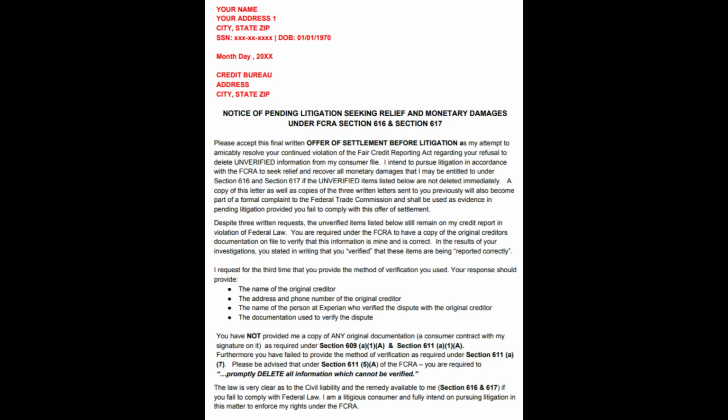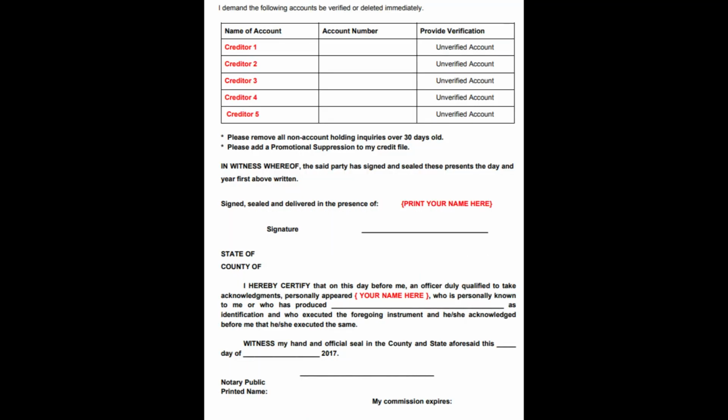So then here, the last letter you're going to send them again is just the accounts listed here, the same exact thing again. And so this is going to be their default. That's going to be their default right there. It's going to be number 3, because 3 strikes and you're out of here. You know what I'm saying?